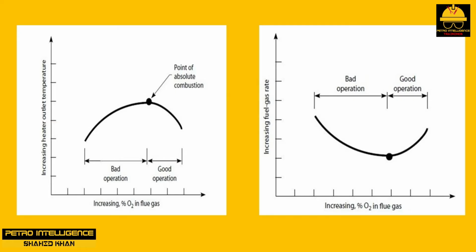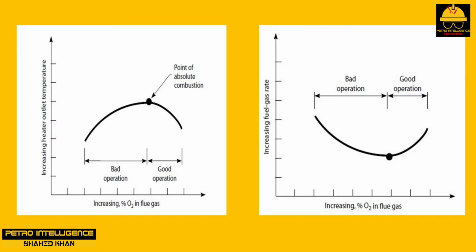Once we have heat-proved the heater and found this point of maximum heat absorption, which we call the point of absolute combustion, we will then need to operate the furnace with somewhat more air. We call this operating on the good side of the point of absolute combustion, as shown in the pictures. If we do not ensure that we operate with some extra air to put us on the good side of the point of absolute combustion, then we run the risk of getting into oxygen starvation on the wrong side, or bad side, of the point of absolute combustion.